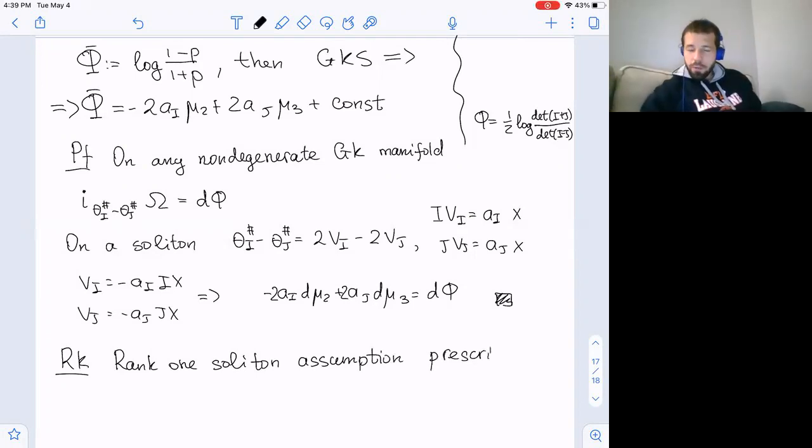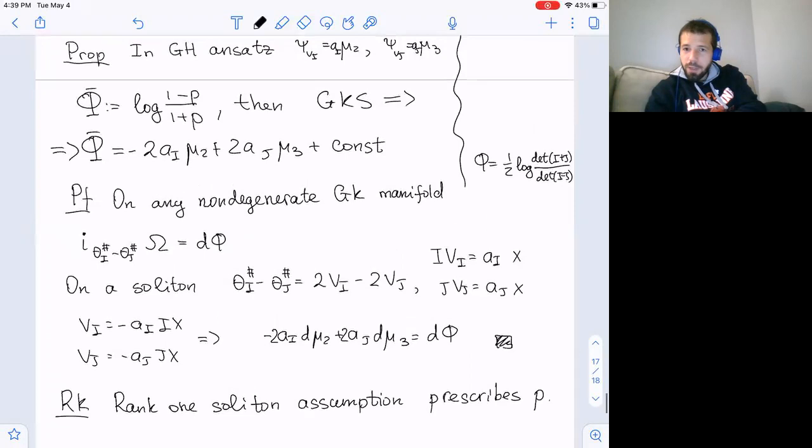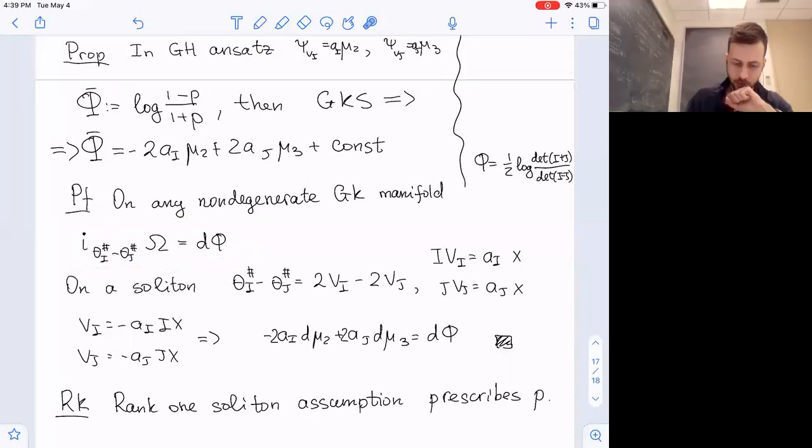Sorry, I'm not sure if I understand. At the beginning of the proof, you said that in a non-degenerate generalized scalar manifold, you have that this contraction with big omega is d phi. So what is the definition of phi at this point? Either this one or this one in 4 dimensions, they're equivalent.